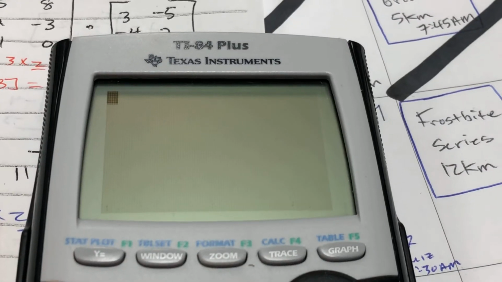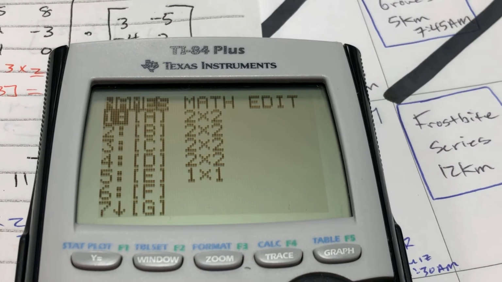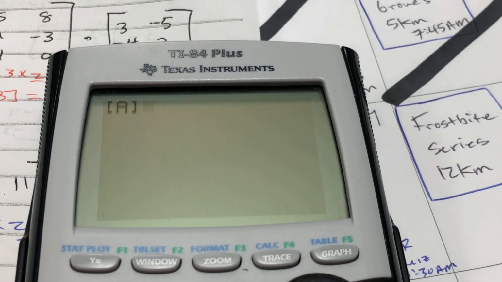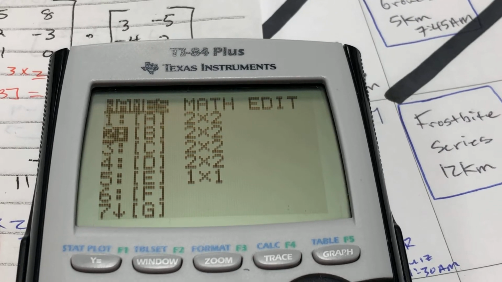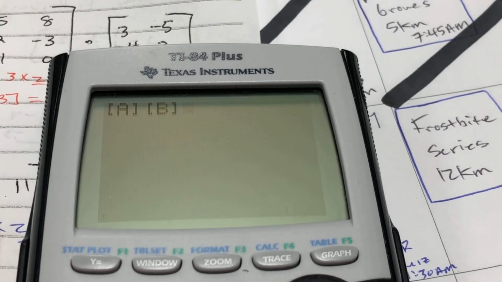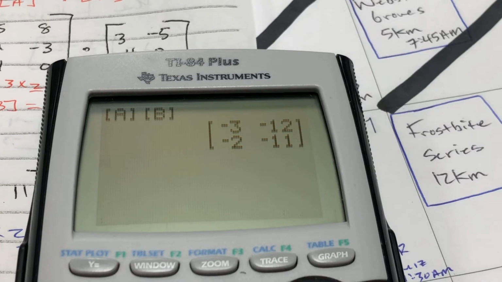All right, I want A times B, so I hit second, x to the negative first. Where it says names A, I hit enter. Second, x to the negative first. Where it says names, go down to B, I hit enter. A times B is, bam, there we go.